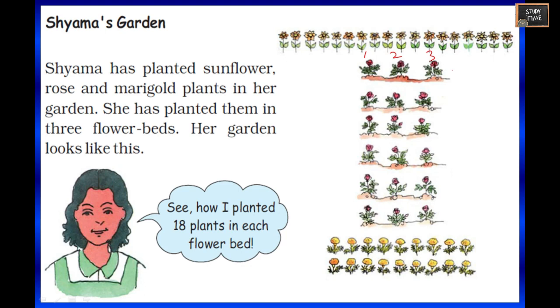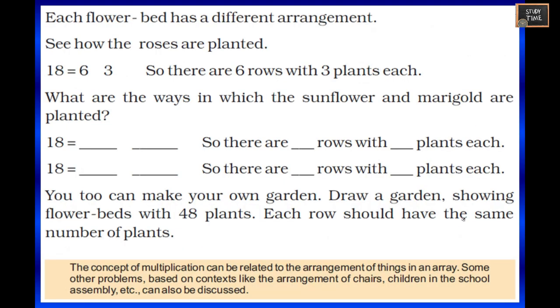So she arranged 1, 2, 3, 4, 5, 6. She arranged 18 plants in such a way. Each flower bed has a different arrangement. See how the roses are planted. So 18 equals 6 into 3. So there are 6 rows with 3 plants each.